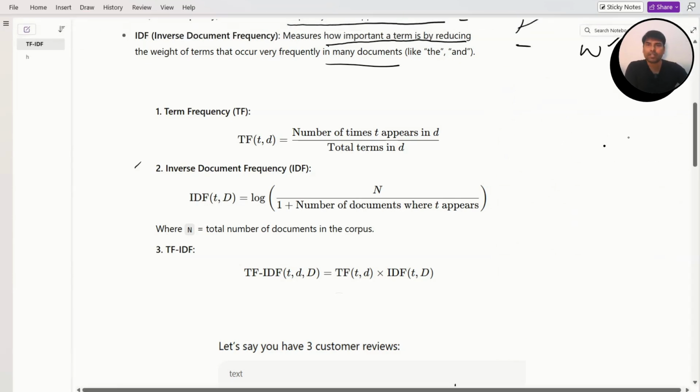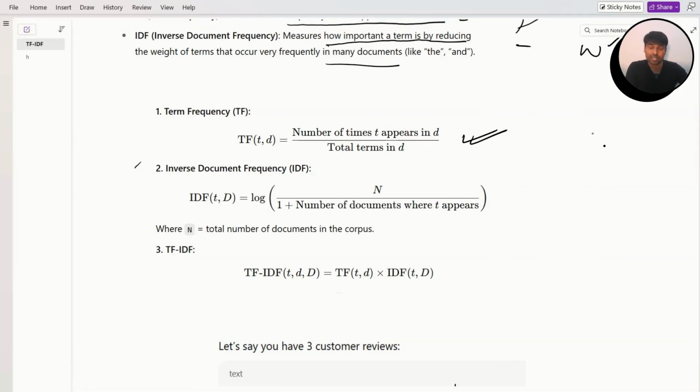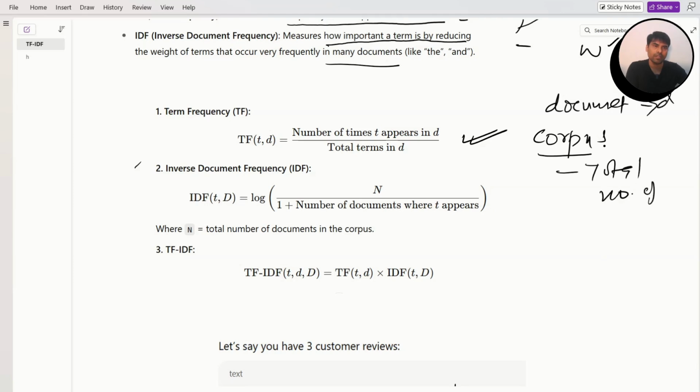So now let me talk about TF. As I discussed, if you really want to understand this concept, I'm assuming that you understand what a document D is. Then I'm always using the term corpus. The corpus is equal to the total number of documents, the total number of docs. It is called the corpus. I hope you understand what a document is and what a corpus is.